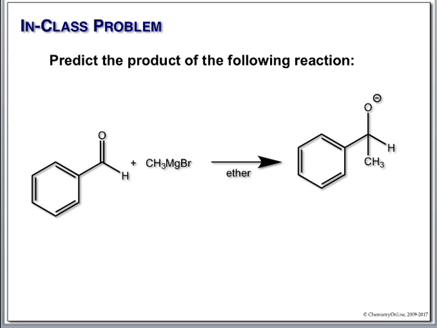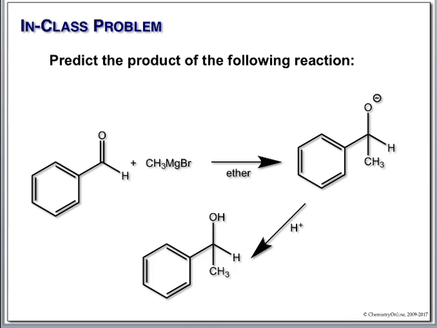We dump this little guy into water, and we get 1-phenyl ethanol. When we name this guy, we have 2 carbons, that's 1 and 2, so it's an ethanol with a phenyl group on carbon 1.